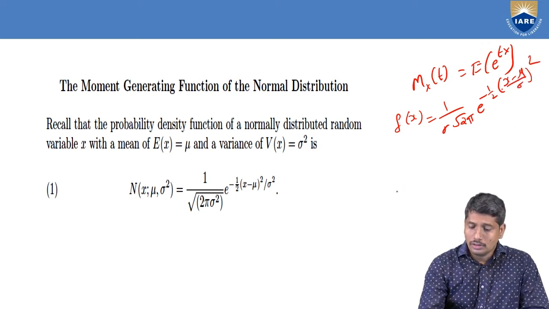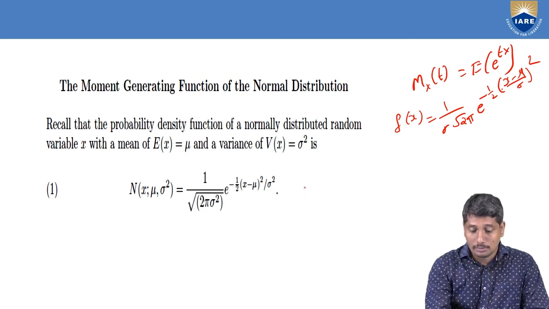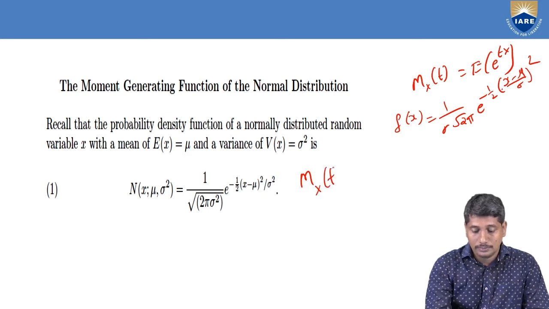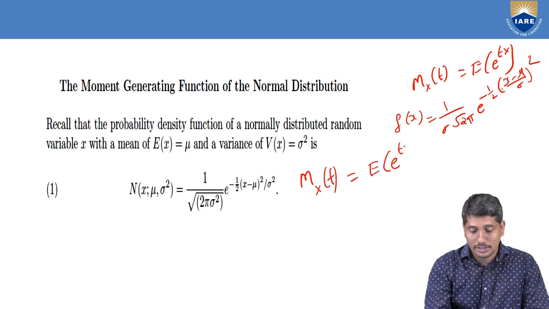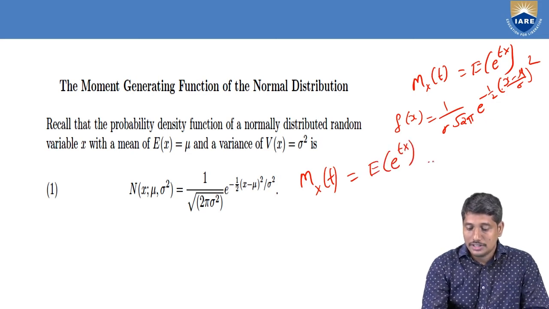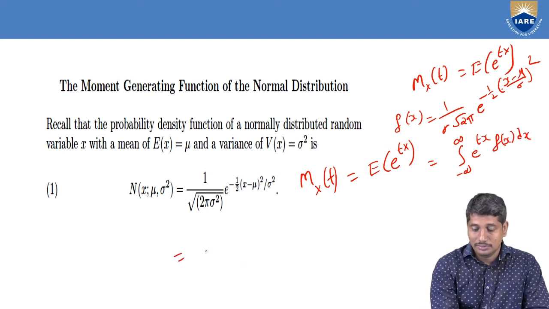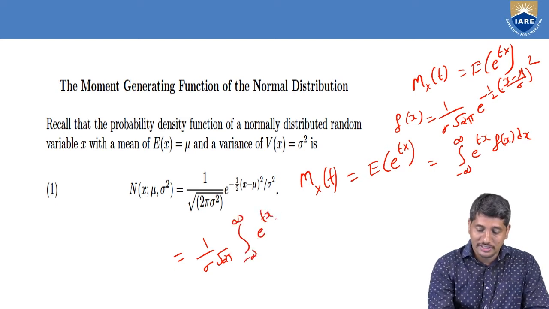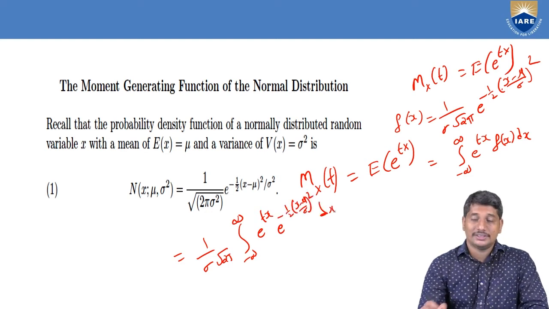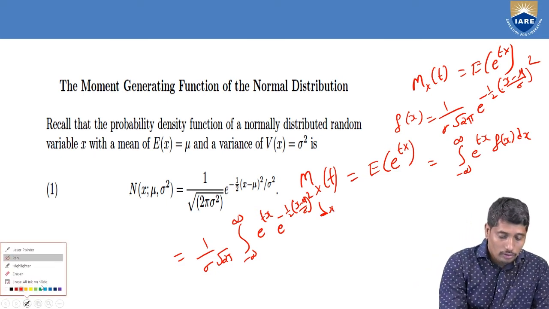So let us calculate the moment generating function of the normal distribution. So M_X(t) is equal to expectation of e power tX, that is equal to integral minus infinity to infinity e power tx f(x) dx, that is equal to 1 by sigma root 2 pi integral minus infinity to infinity e power tx e power minus 1 by 2 ((x minus mu) by sigma) whole square dx. Okay, so we arrived at this step.